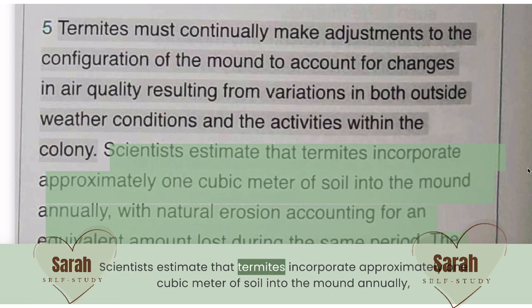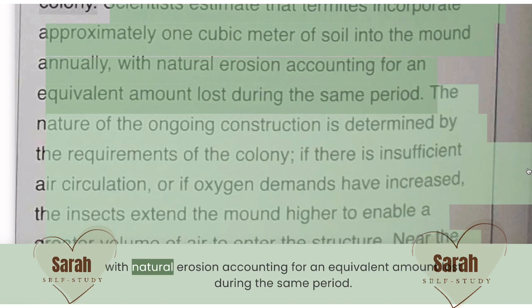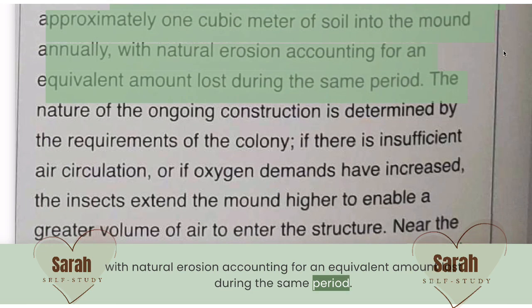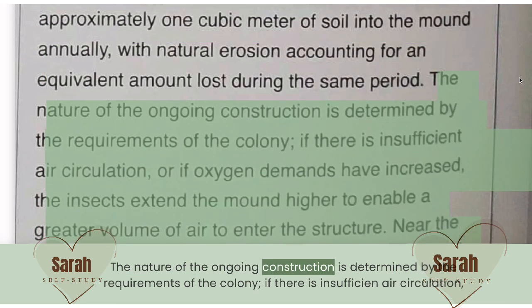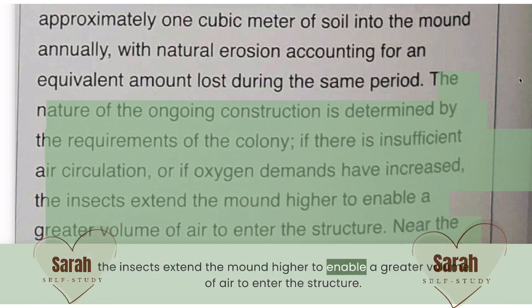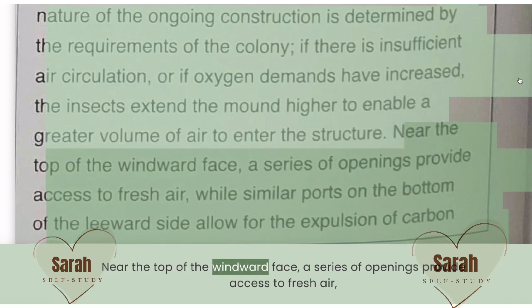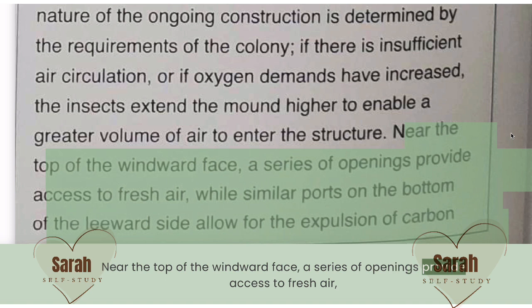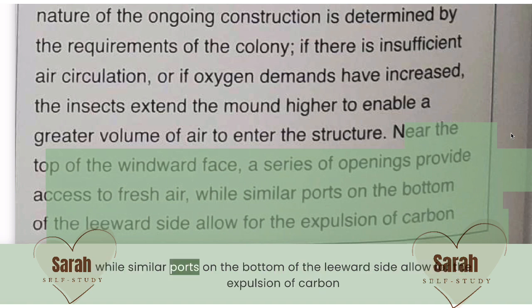Scientists estimate that termites incorporate approximately 1 cubic meter of soil into the mound annually, with natural erosion accounting for an equivalent amount lost during the same period. The nature of the ongoing construction is determined by the requirements of the colony. If there is insufficient air circulation, or if oxygen demands have increased, the insects extend the mound higher to enable a greater volume of air to enter the structure. Near the top of the windward face, a series of openings provide access to fresh air, while similar ports on the bottom of the leeward side allow for the expulsion of carbon dioxide.